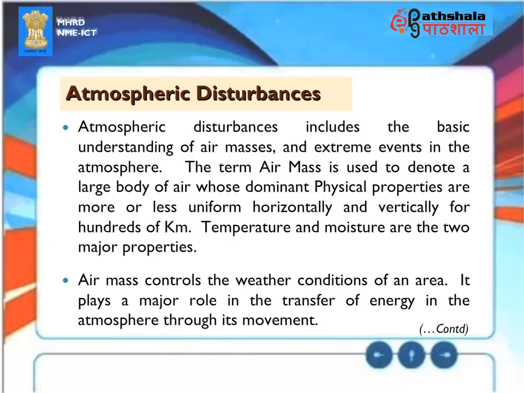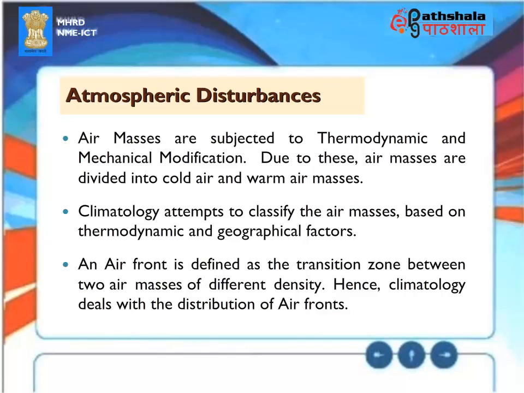Temperature and moisture are the two major properties. Air mass controls the weather conditions of an area. It plays a major role in the transfer of energy in the atmosphere through its movement. Air masses are subjected to thermodynamic and mechanical modification. Due to these, air masses are divided into cold air and warm air masses. Climatology attempts to classify the air masses based on thermodynamic and geographical factors.